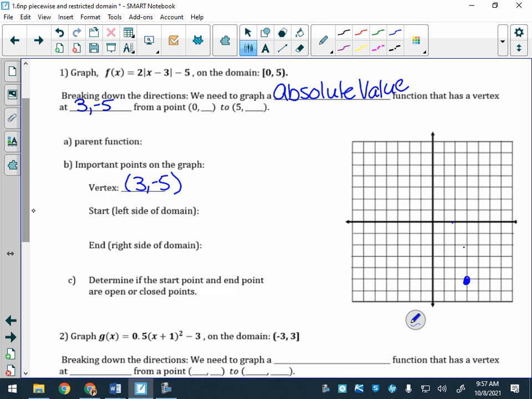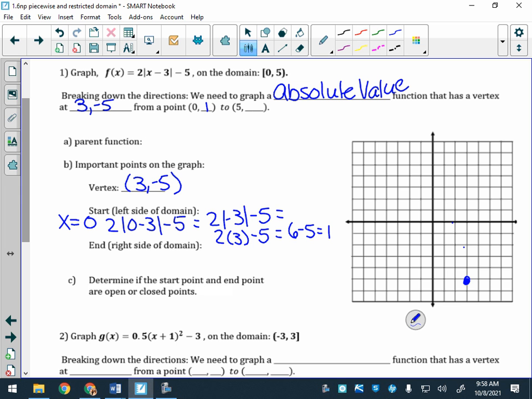Awesome. Okay. So we're going to start on the left side, which is 0. So we plug in, substitute x equals 0. So we have 2 times the absolute value of 0 minus 3. Okay, what is our corresponding y value? James? Careful. It's okay. 1. 6 minus 5 is 1.